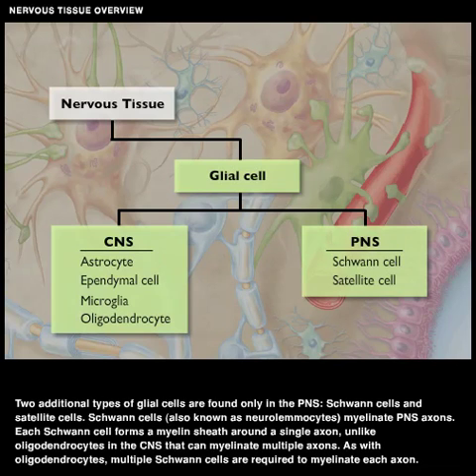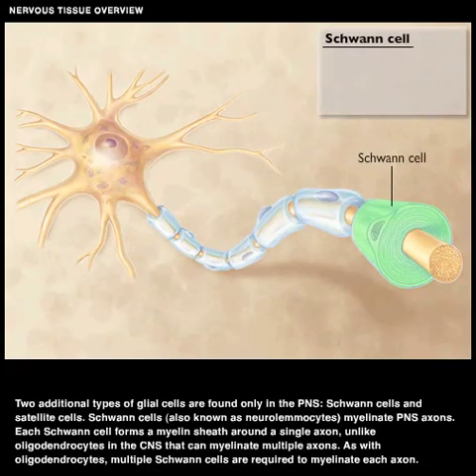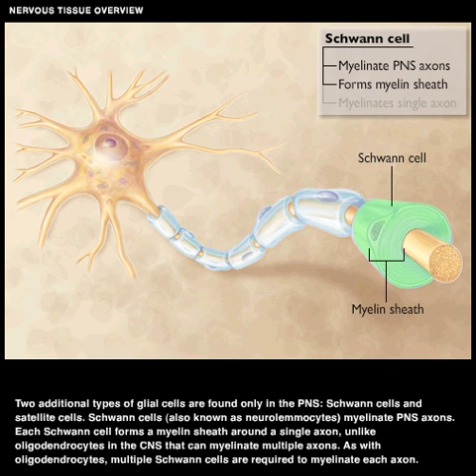Two additional types of glial cells are found only in the PNS: Schwann cells and satellite cells. Schwann cells, also known as neurolemmacytes, myelinate PNS axons. Each Schwann cell forms a myelin sheath around a single axon, unlike oligodendrocytes in the CNS that can myelinate multiple axons. As with oligodendrocytes, multiple Schwann cells are required to myelinate each axon.